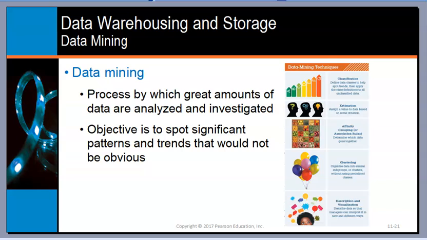Data mining is the process by which great amounts of data are analyzed and investigated. We're talking about all the classes, say, in the 6 community colleges of Chicago, or all the classes of a type in all the University of Illinois campuses. Of course, the objective is to spot significant patterns and trends that would not be obvious. Is there a particular type of class that is becoming popular? Is there a relationship between the people who get high-paying jobs right off the bat and the majors they take?